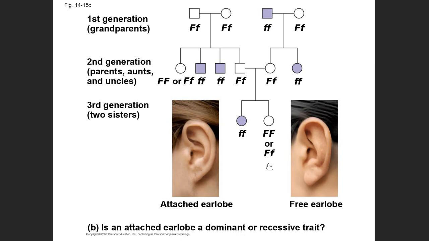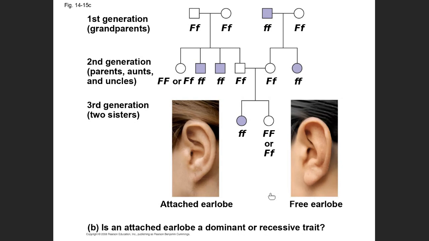It's recessive, so both parents have to carry the recessive allele. They do not have to have attached earlobes. They could be heterozygous. And so they have a normal, or in this case, a free earlobe allele, and they have an allele for an attached earlobe. But you have to have both of the recessive alleles to have an attached earlobe. If you have just one of the dominant alleles, your earlobes are free.